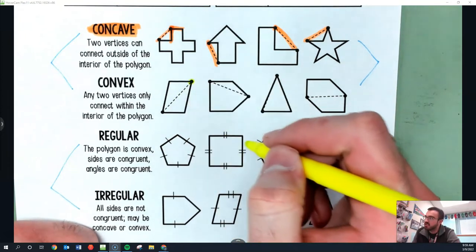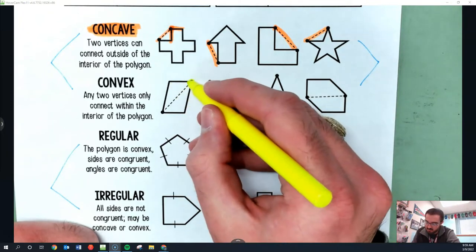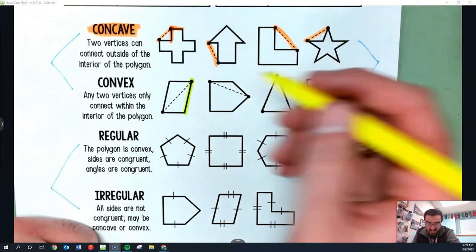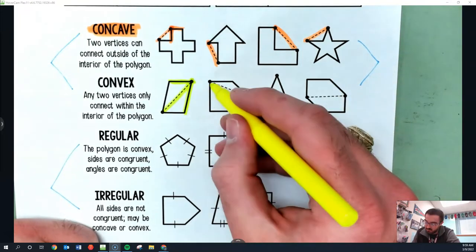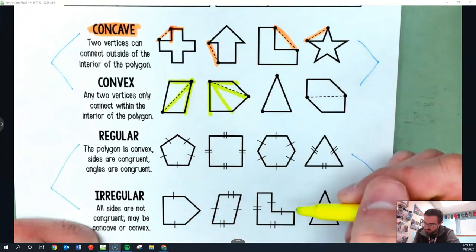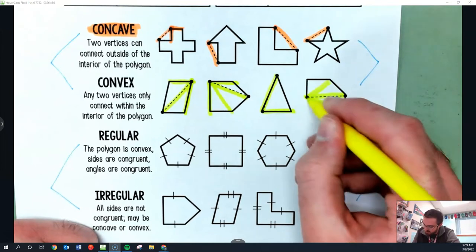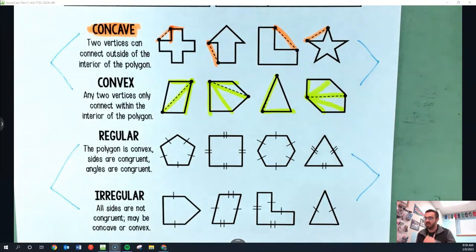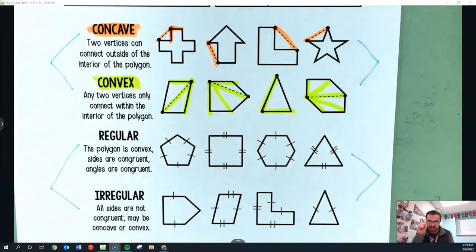If I were to start here, do you see how wherever I went, if I went to a different vertex, I would go along the line. That's not outside. I would go inside the shape. Okay, what about this one? I'd go along the line. I'd go inside the shape. Here I'd go inside the shape or along the line. I can't get outside of it. So that is what we call convex. Concave, two vertices can connect outside. None of these can connect outside. That's the basic idea. So a good test is just to pick a point and try to see if you can connect it outside.